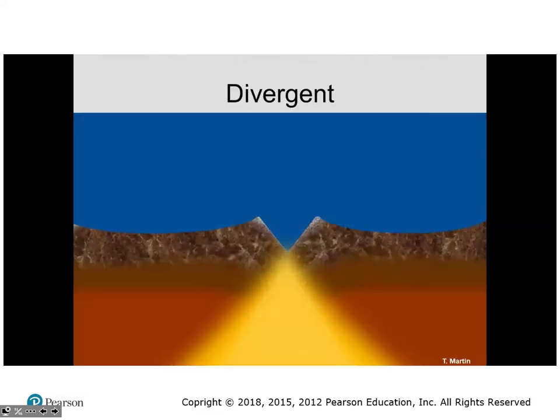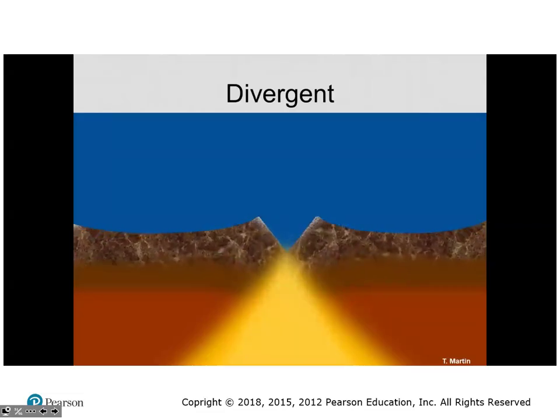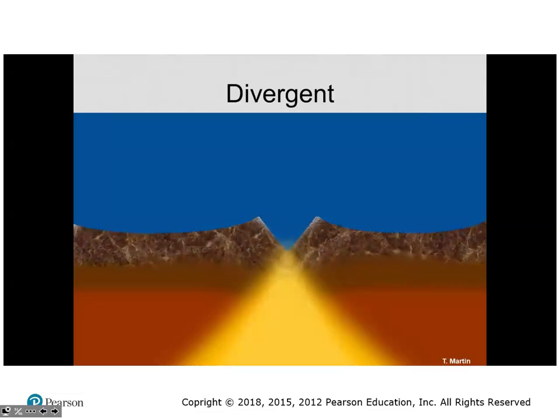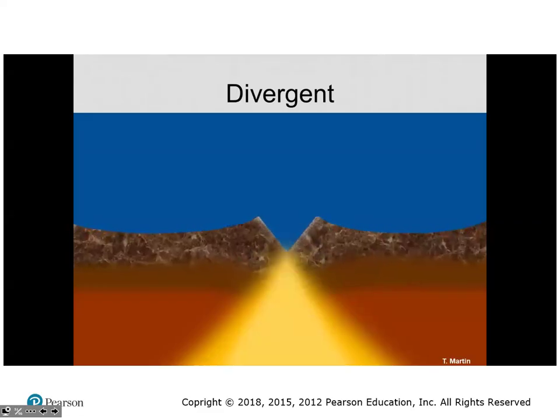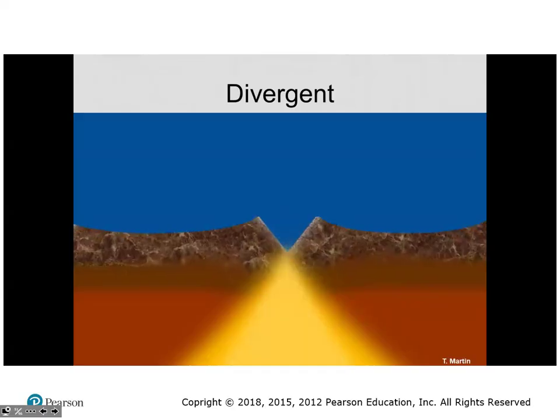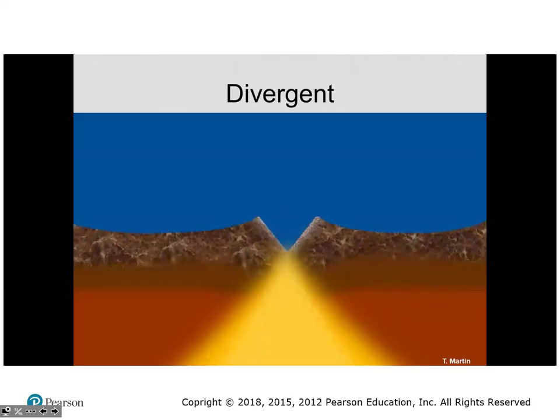The first of the three motions is divergent motion. This occurs when magma comes up from deep within the Earth. This typically happens in the middle of the ocean. It generates earthquakes as the plates move apart from each other. This may also happen on continental plates as well.